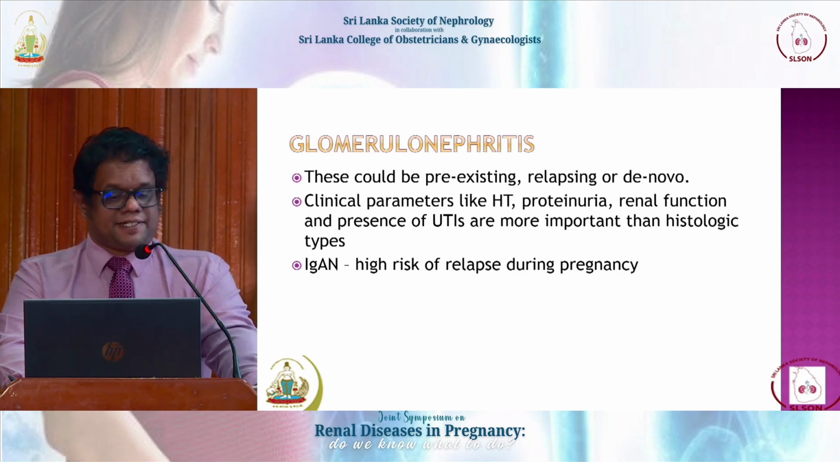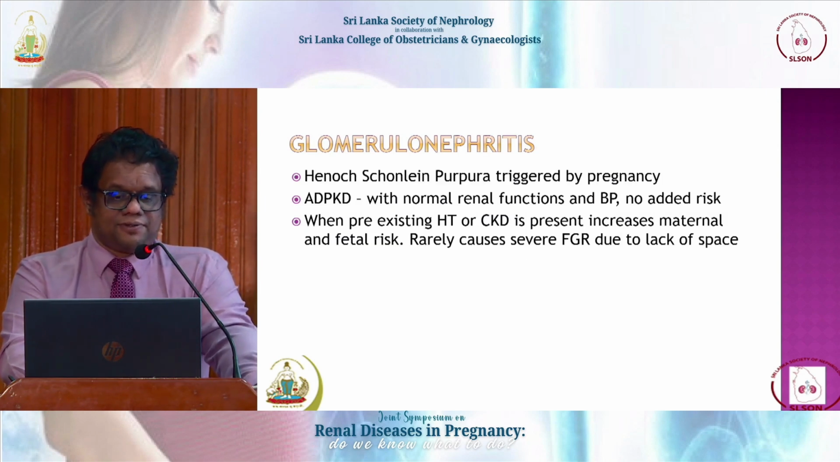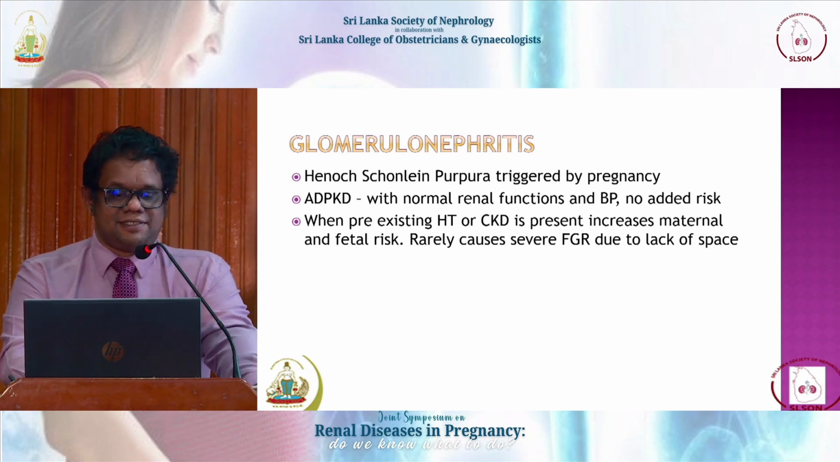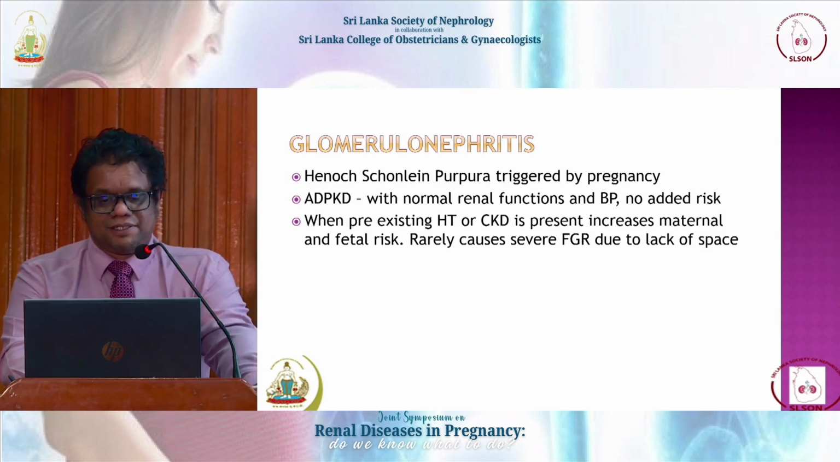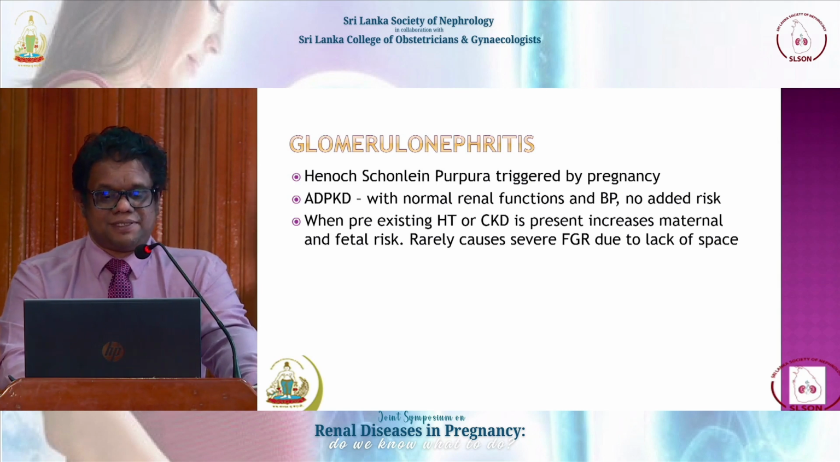Going into specific types, IgA nephropathy has a high risk of relapse during pregnancy, and Henoch-Schönlein purpura is triggered by pregnancy. Although it's not a glomerulonephritis, adult polycystic kidney disease with normal renal functions and blood pressure has no added risk in pregnancy. And the problem is when pre-existing hypertension and CKD is present, it increases the maternal and fetal risk.